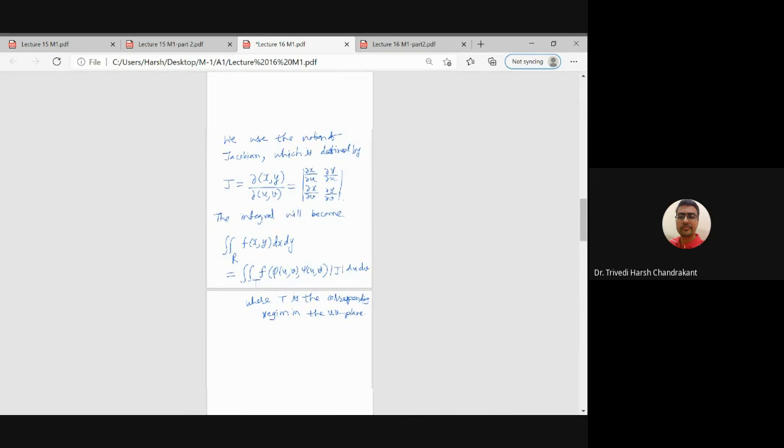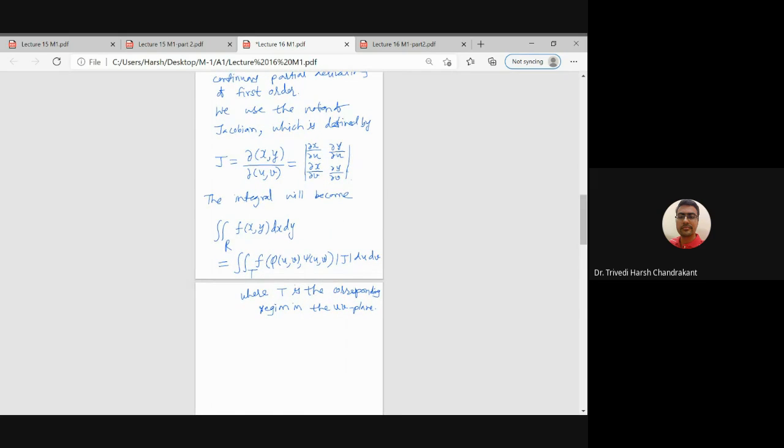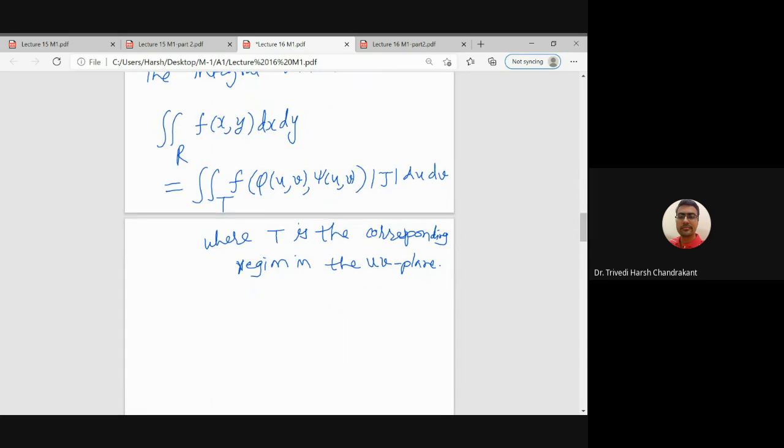So R is the given region in the xy plane. When we substitute the variables, we get the corresponding region in the u and v variables, that is, in the uv plane. So let us see what the particular case of polar coordinates is.